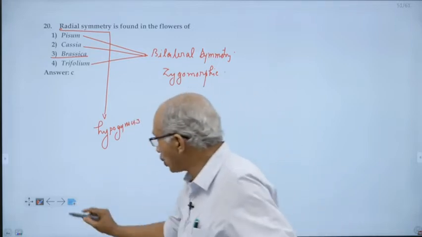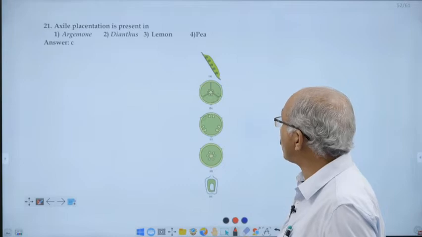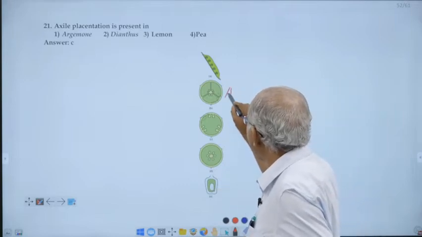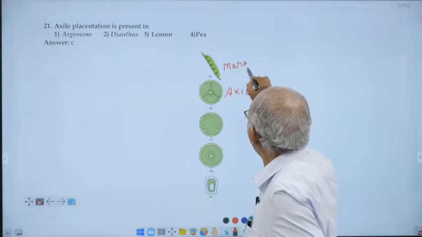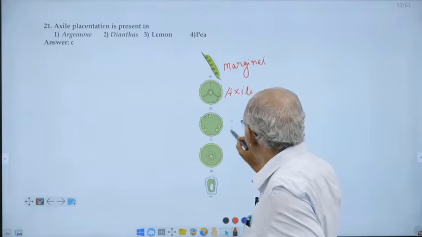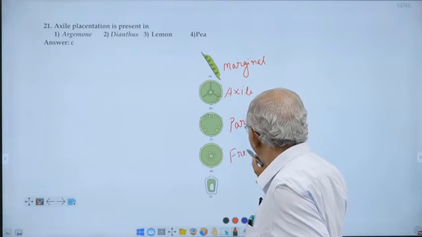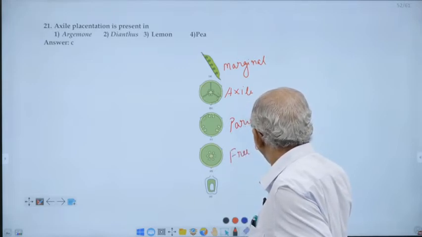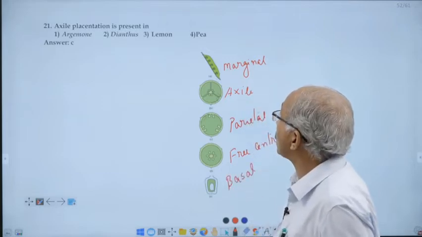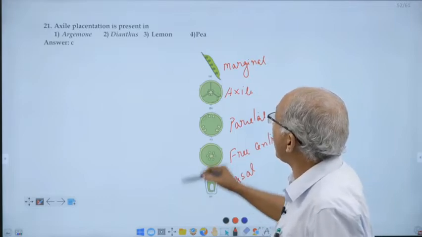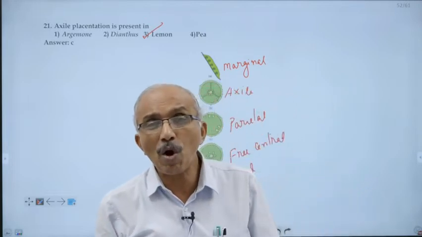Coming to the next, question number 21. Axile placentation is present in. Here this is axile placentation. This is marginal placentation. This is parietal placentation. This is free central placentation. This is basal placentation. Axile placentation is found in lemon.